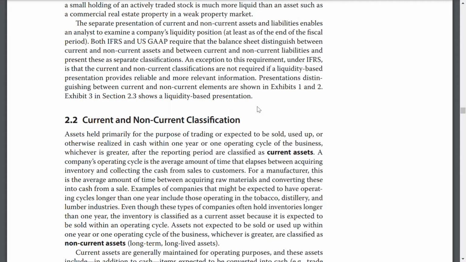Both IFRS and US GAAP require that the balance sheet distinguishes between current and non-current assets and between current and non-current liabilities and presents these as separate classifications. An exception to these requirements under IFRS is that the current and non-current classification is not required if a liquidity-based presentation provides reliable and more relevant information. Presentations distinguishing between current and non-current elements are shown in Exhibits 1 and 2. Exhibit 3 in Section 2.3 shows a liquidity-based presentation.